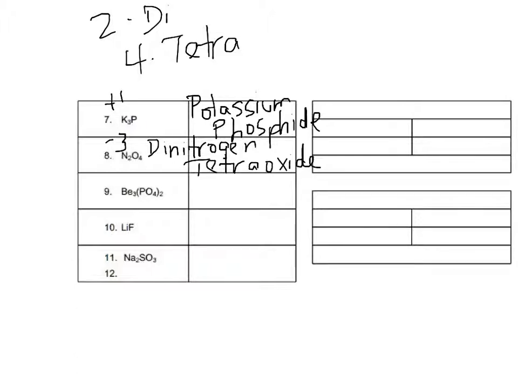Number 9, we have beryllium, which makes a charge of +2. No need for parentheses since we're starting out with the metal that makes positive ions, so we write the name of Be, beryllium. The name of PO4, we notice that's a polyatomic ion, and that one is called phosphate.